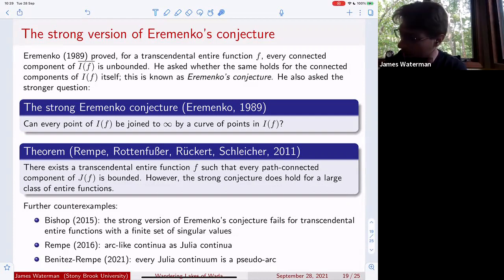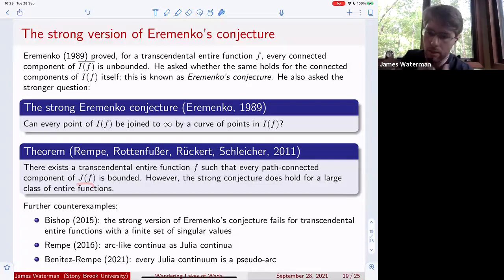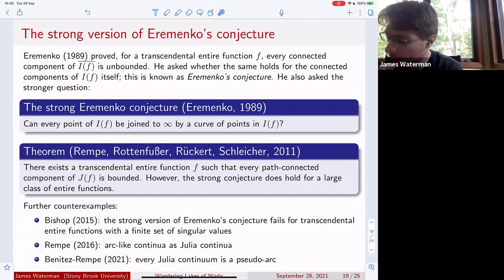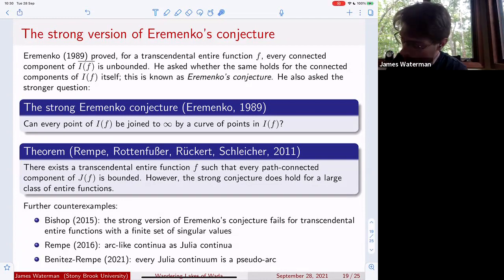And so in 2011, this is a result of Rempe, Rottenfusser, Rückert, Schleicher, that there exists a transcendental entire function such that every path connected component of the Julia set is in fact bounded. However, they also showed that this strong conjecture does hold for some large class of transcendental entire functions. This was the first main counterexample.